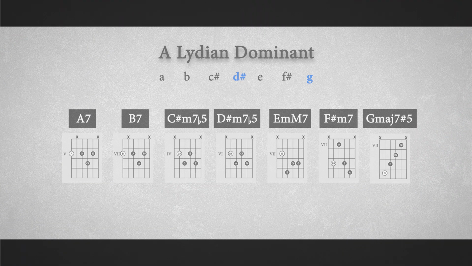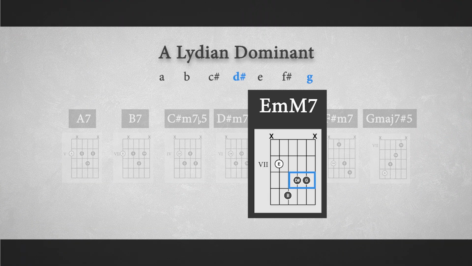Now the chord that contains the two characteristic notes is the chord on the 5th degree, the beautiful and mysterious minor major 7 chord. This contains the notes E, G, B, and D sharp. We all know this chord from the James Bond theme, first used in Dr. No in 1962.